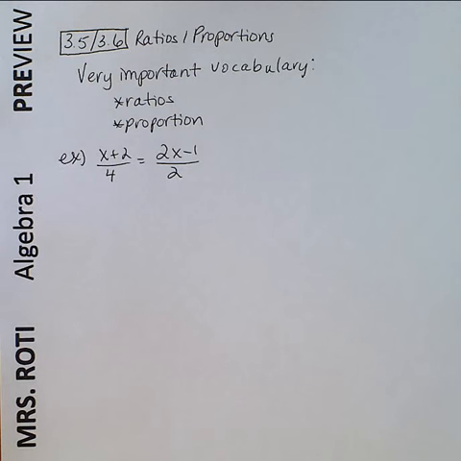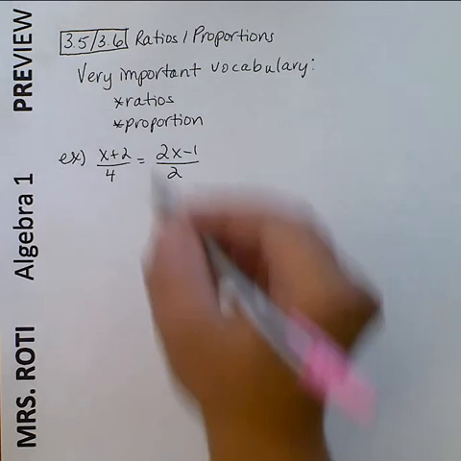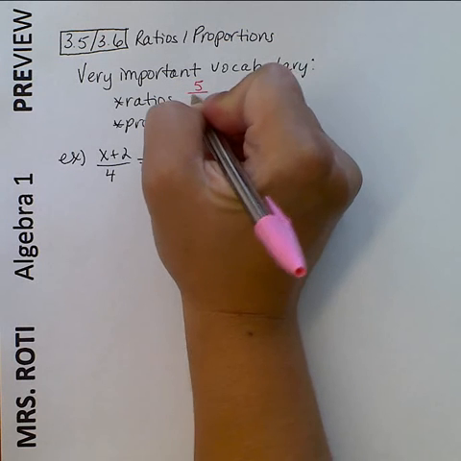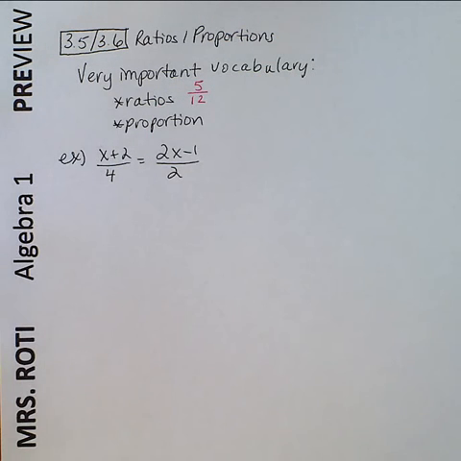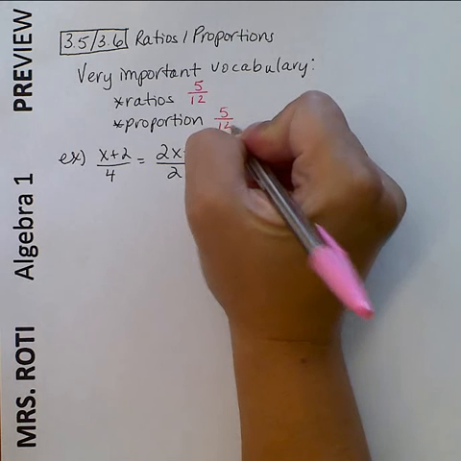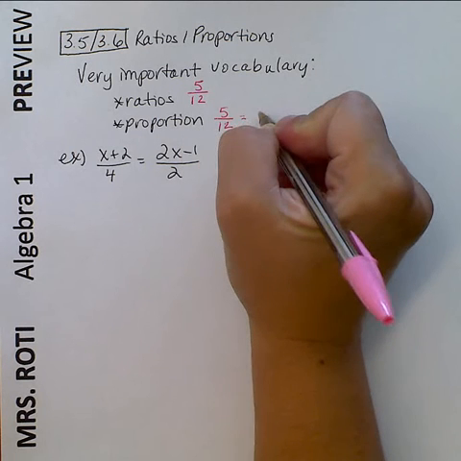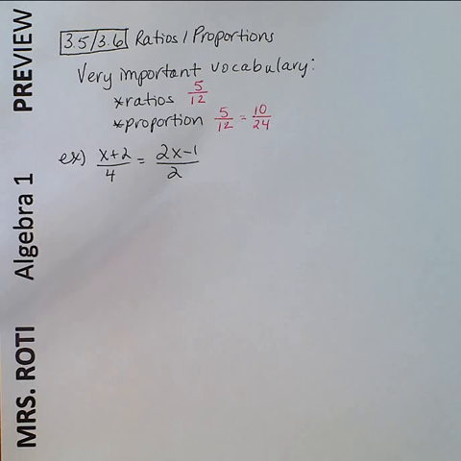So if you say, like, you need 5 cups of flour to bake a dozen cookies, you might write that as a fraction, 5 cups to 12 dozen cookies. But a proportion would take 2 of these and put them together. So if you doubled your recipe, you would need 10 cups of flour for 24 cookies.